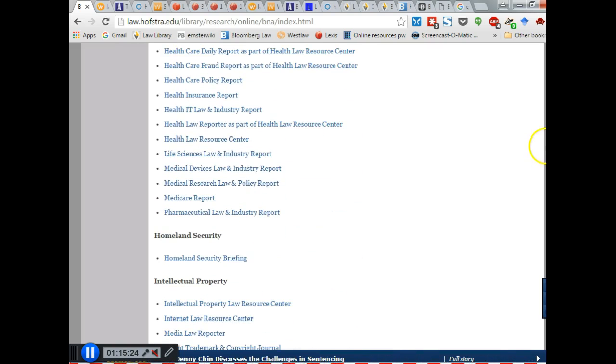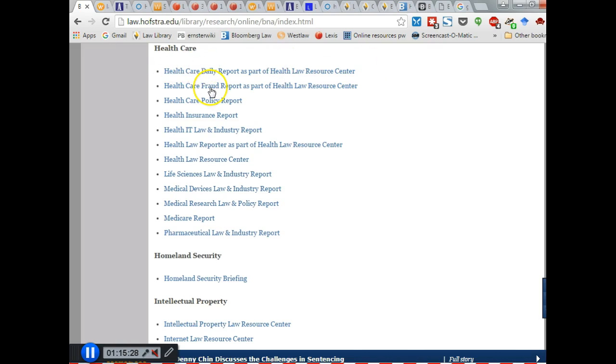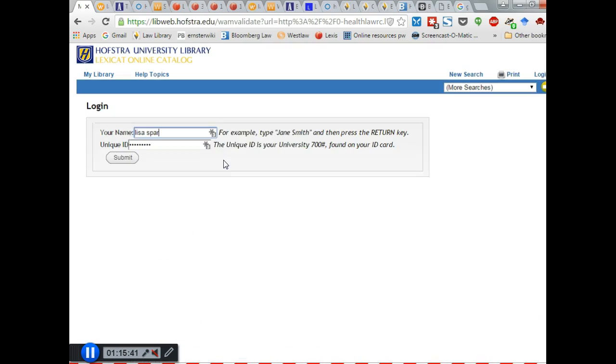And one of them turns out to be healthcare. Just scroll back up so you see healthcare. And when you see a resource center, that's bringing all of their health care materials together in one resource center. So I'm going to click on that.